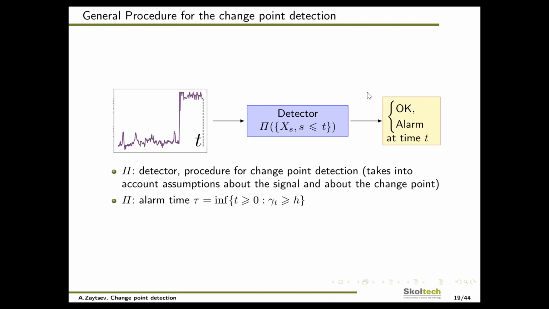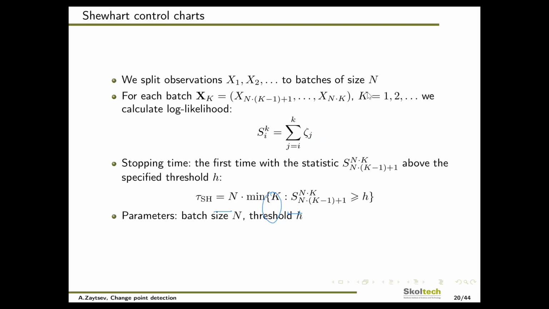Basically, we look at data before time t, and this is our detector, a procedure of change point detection. At each time, it reports either that there is no change point here, or that we should have an alarm. We define, for example, the alarm time as the minimum time when our statistic exceeds the defined threshold. In this case, the threshold is R.